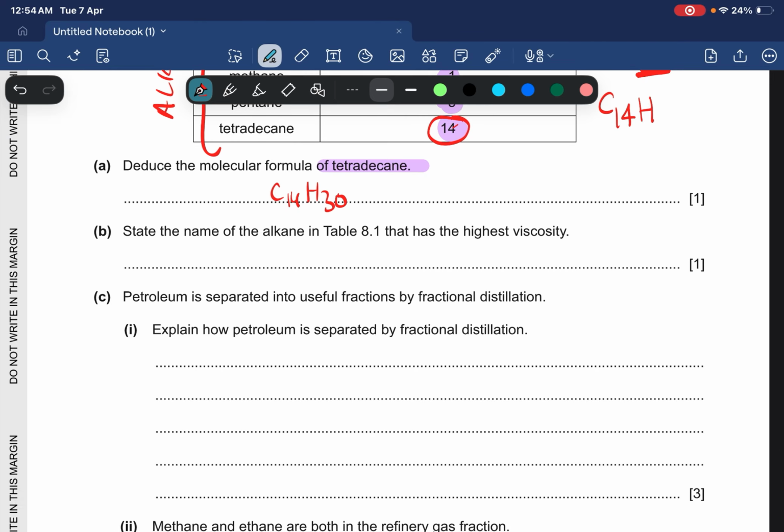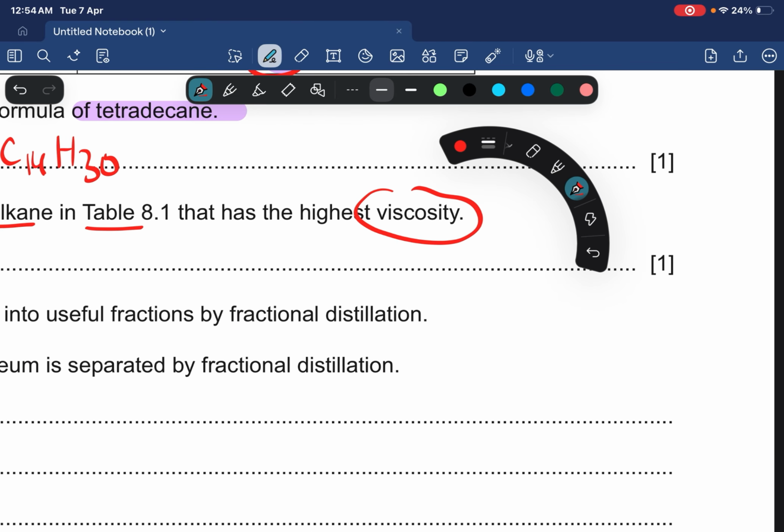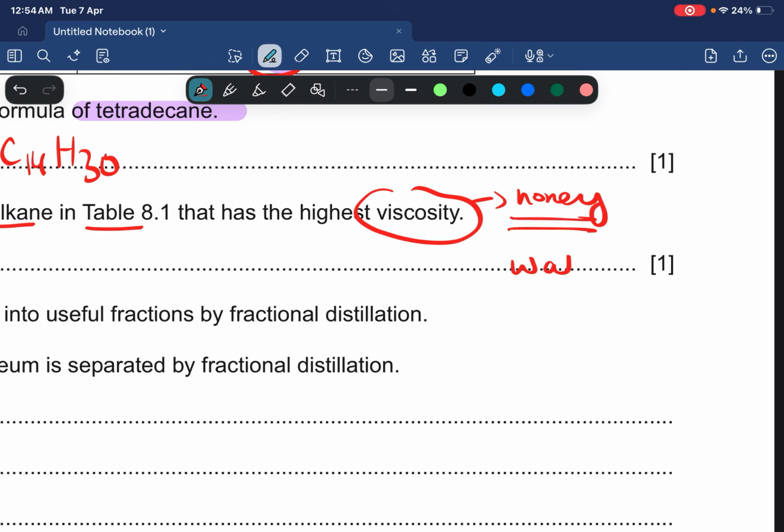State the name given to the alkane in table 8.1 that has the highest viscosity. Viscosity means the ability to flow. So that's a very common example that honey is more viscous. Honey is more viscous than water. Got it? Or water is more viscous? I don't know what is more viscous. But viscosity is the ability to flow.